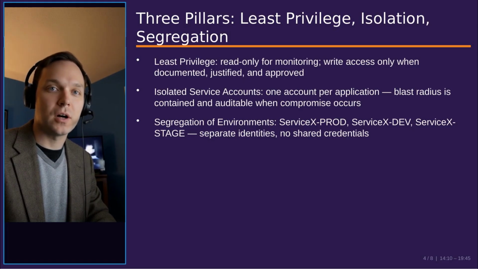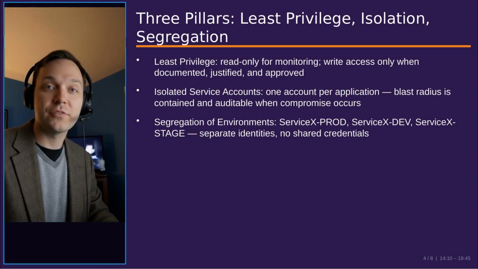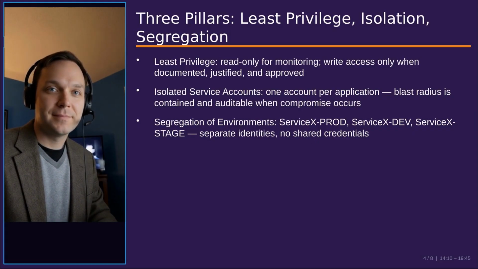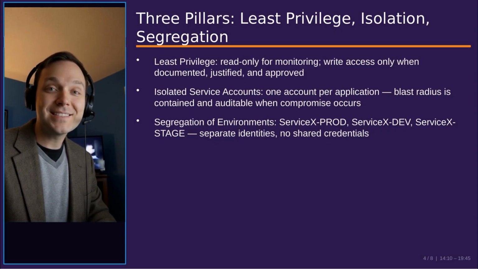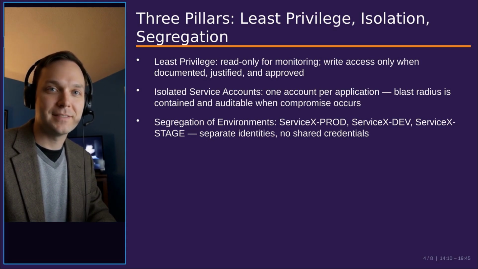I've seen this boundary crossed, and it almost always happens because someone needed to test something quickly and the prod account was right there. And it worked fine, until it didn't. Keep your environments segregated. Small discipline, very large payoff. So we've got the three principles: least privilege, minimum permissions for a specific job, isolated service accounts, one account, one job, contained blast radius, segregation of environments. Dev, staging, and production each have their own identities.